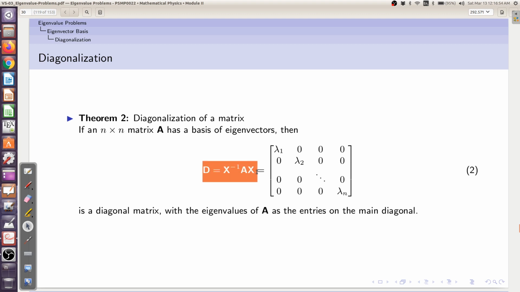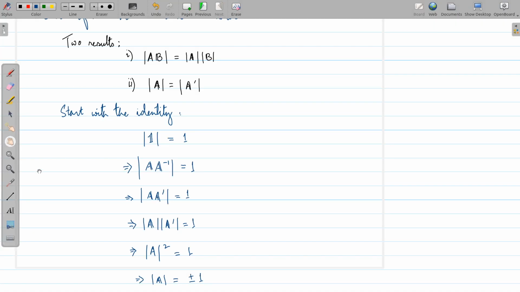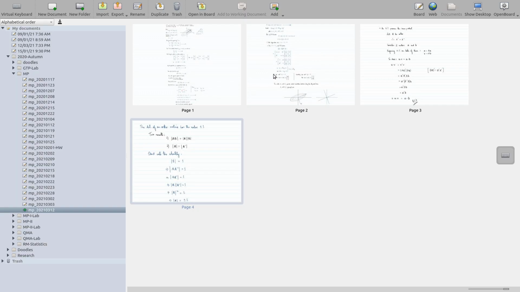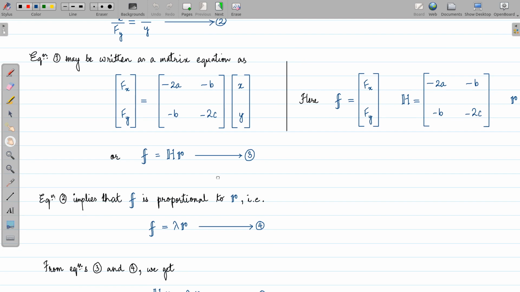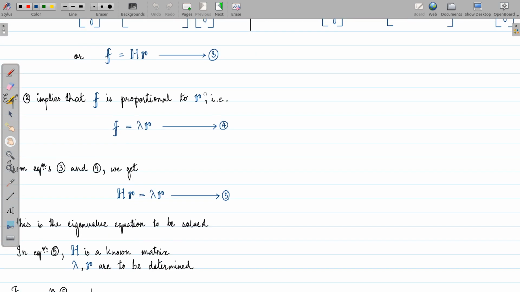Because it's a similarity transformation, it is guaranteed that the eigenvalues of A will also be the eigenvalues of D. We can try this out to check whether it really works, using the example from a previous lecture, the ellipsoidal basin problem. So let me go ahead and do that. I think I have the problem somewhere over here. Yes, this is the problem. This was an eigenvalue problem.